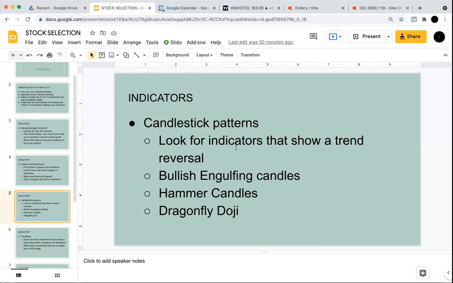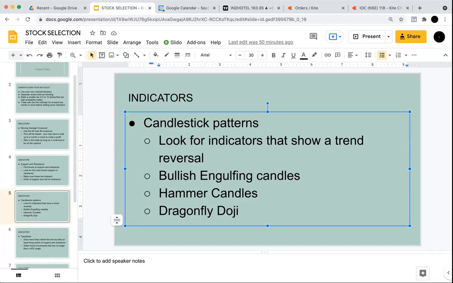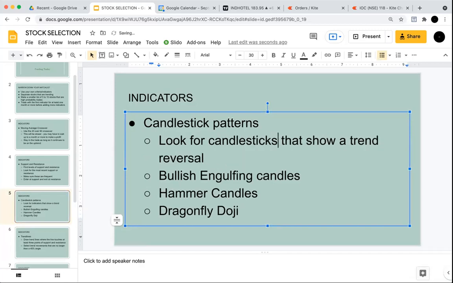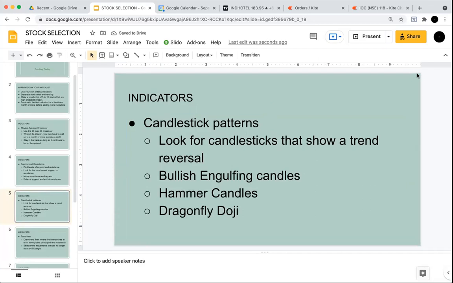Instead of indicators, we want to look for candlesticks that show a trend reversal. All right, there are some candlesticks that will show that to you. Bullish engulfing candles is one, hammer candles is another one, and dragonfly doji is another one. These are three that will help us to know if there is a trend reversal.